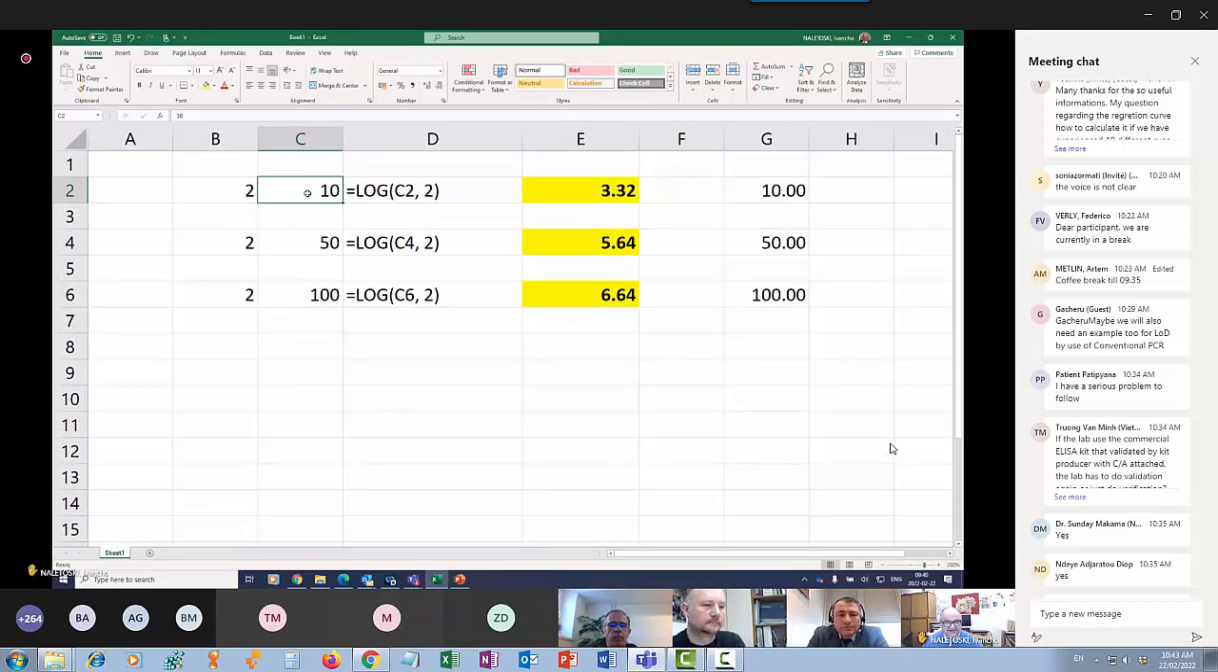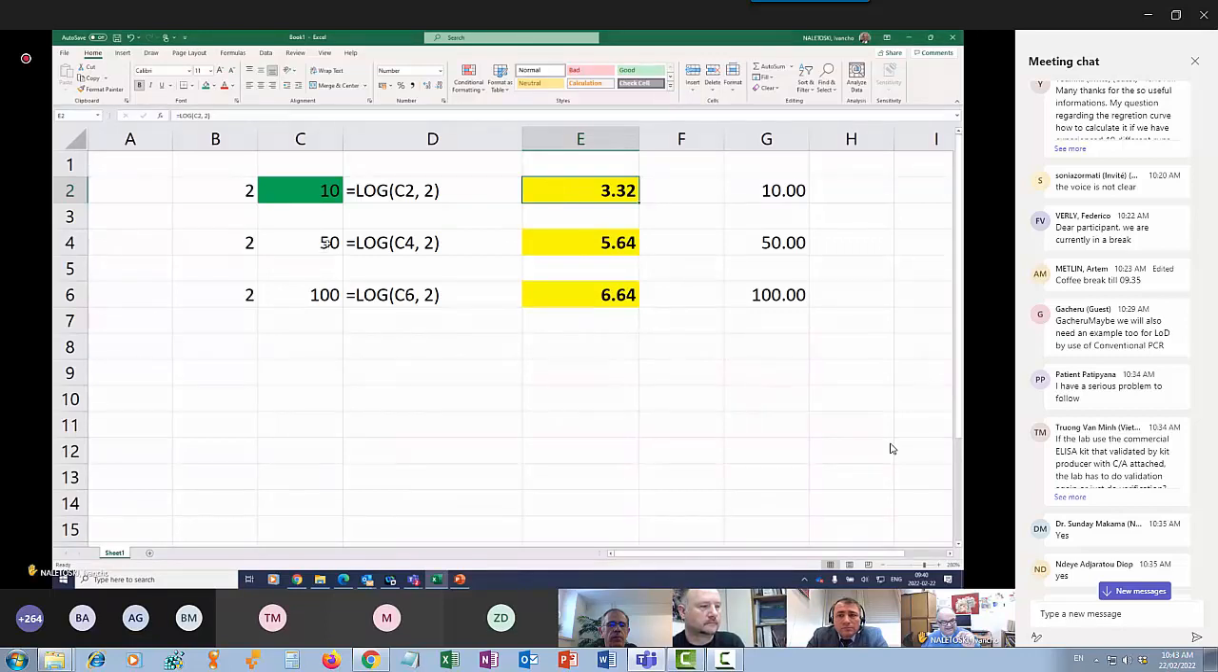Okay, perfect. So if we have 10-fold dilution, highlighted in green here, the practical explanation of the slope is how many cycles do I need to amplify the number of molecules 10 times? And the answer here is 3.32, as our colleagues already presented.